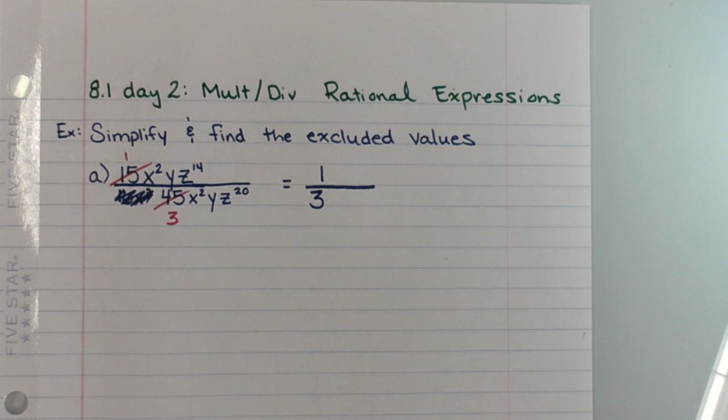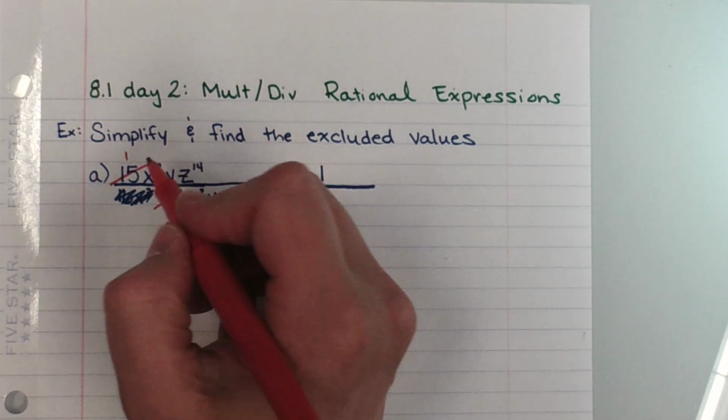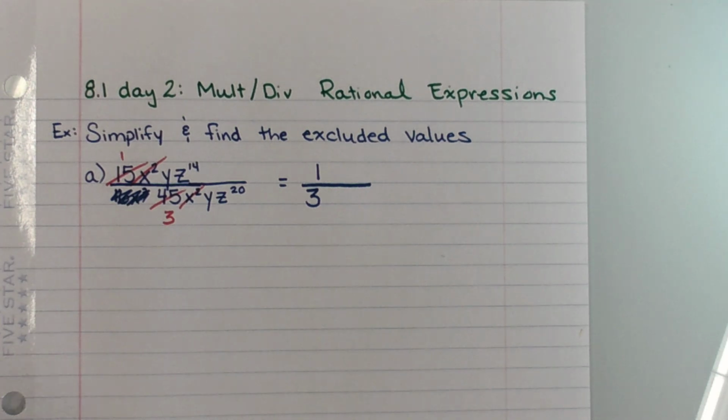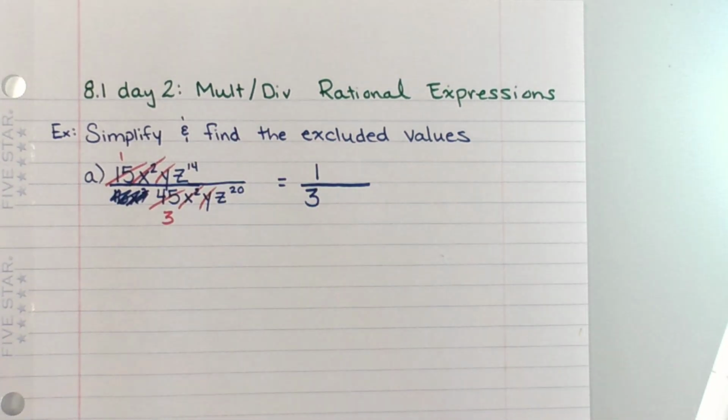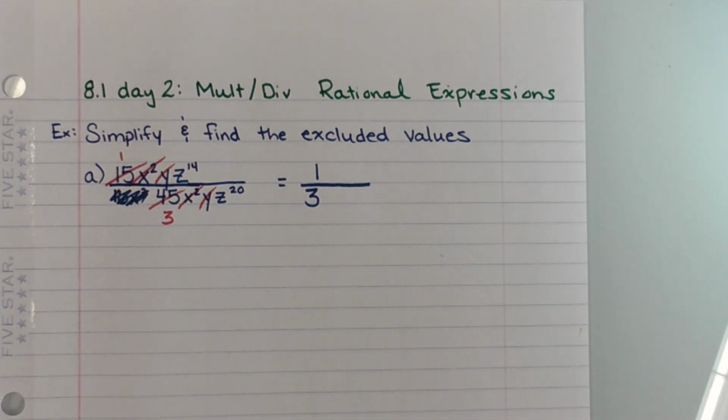Brooklyn, where do we go next? Move on to the x's. What's happening with my x's? They cancel out completely. x squared over x squared. They're gone, they're not around. Okay? Now what? The y's cancel out. The y's also disappear.